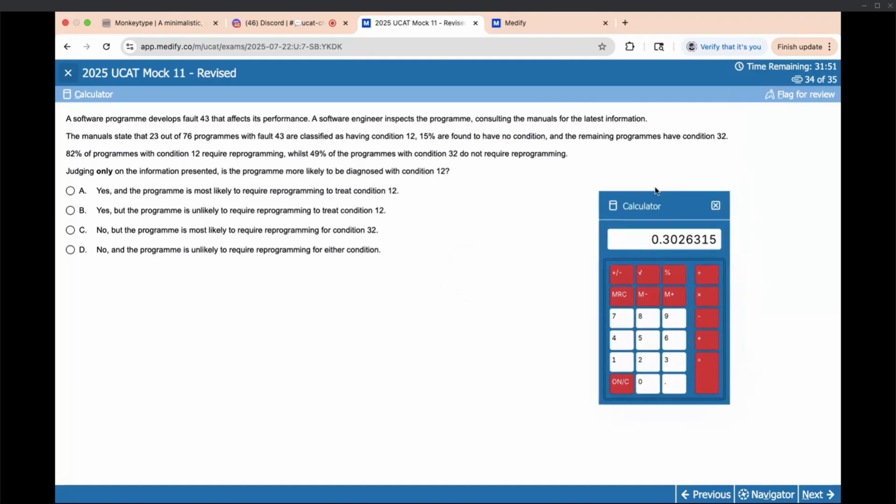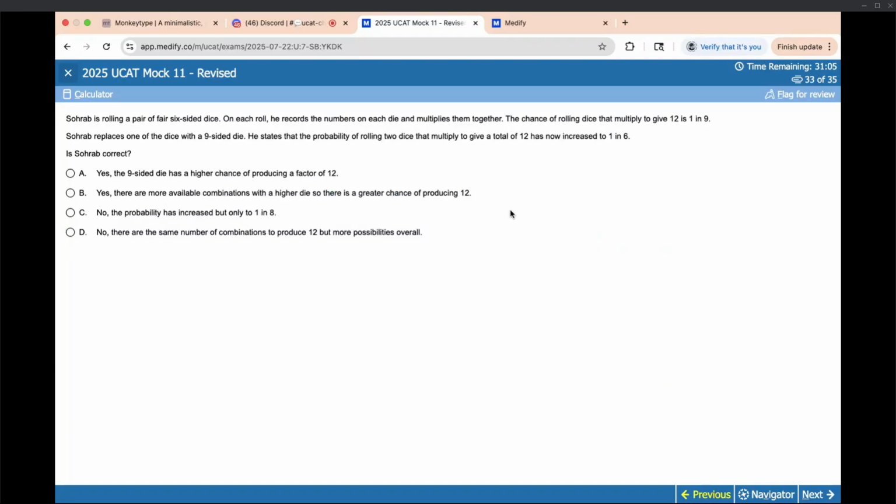For this year, 23 and 76, so 30%, and then you have 100 minus 15 minus 30.26. So you have 54.74, and then you have 32. So it's 52, so 51. So it will be. That's true. Okay. That's how I was rolling the dice.